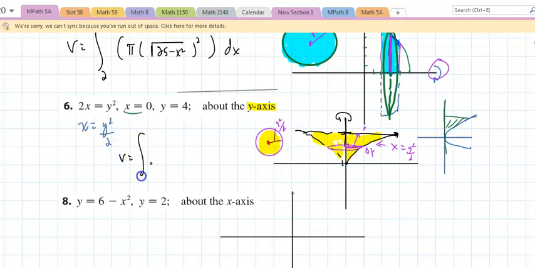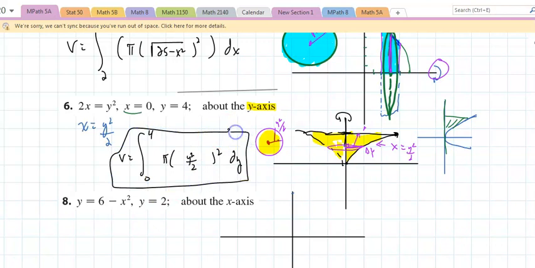So volume is going to be the integral. In this case, I picked it to be a delta y, y equals 0 to y equals 4. And the area of a circle is pi times the radius squared. The radius is y squared over 2. If I say set up, do not solve, that's it. If I say solve, you can solve that. Distribute the 2 in and go from there.